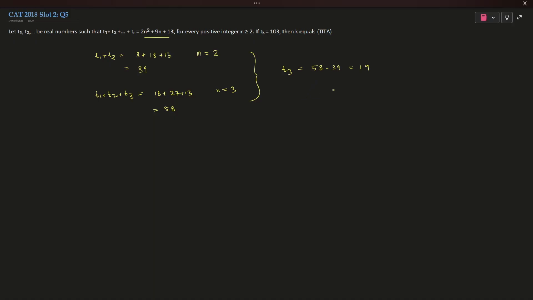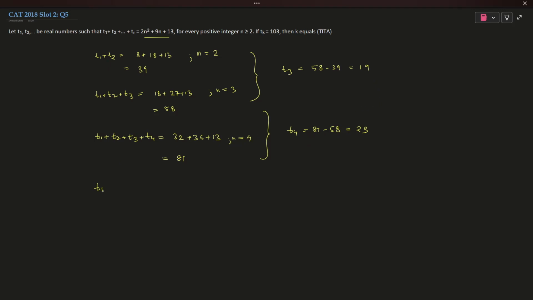Let's see what T1 plus T2 plus T3 plus T4 will be. When n is equal to 4, 4 squared is 16, 16 into 2 is 32, plus 36, plus 13, so 81. From here I will get T4. T4 will be 81 minus 58, so 23. Okay, 23. I think the terms will increase by 4.